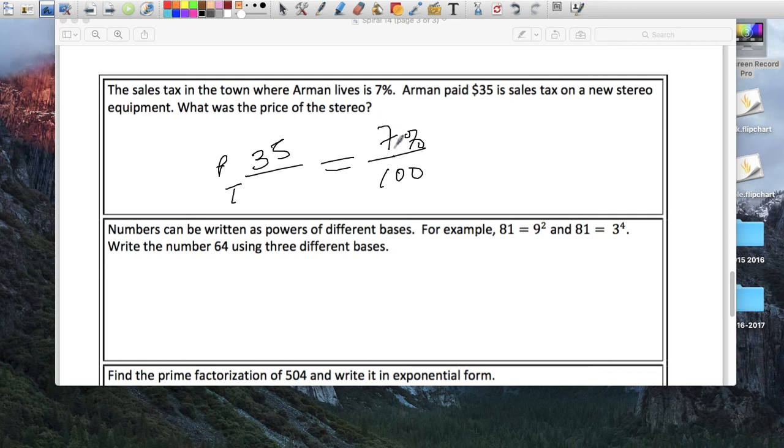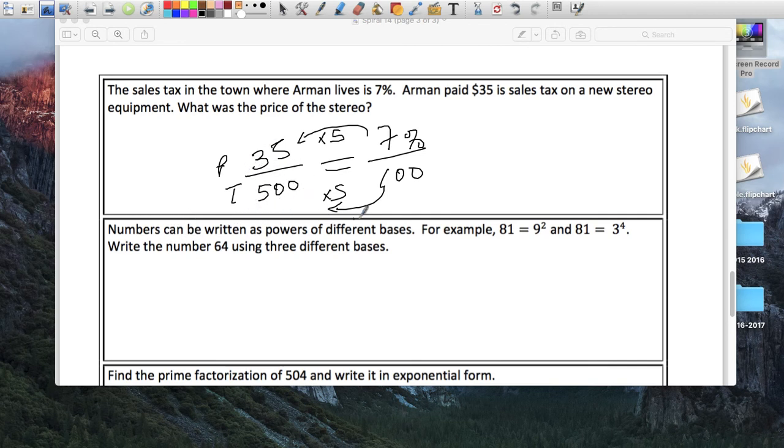So is there a relationship up and down? No. Side to side? Yes. Times 5. And this is times 5. So the stereo that he bought cost him $500. And the tax that he paid on the stereo was $35. Okay, well, pretty expensive.